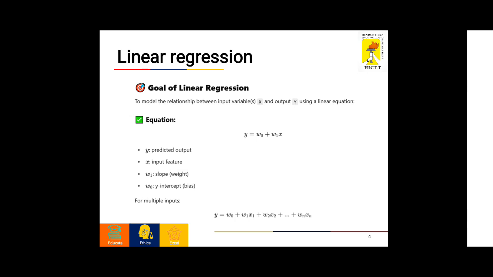The equation is y equal to w0 plus w1x, where y is the predicted output and x is the input feature, w1 is the slope and w0 is the y-intercept. And for multiple inputs, we use y equal to w0 plus w1x1 plus w2x2 up to wnxn. This is the formula for multiple linear regression.